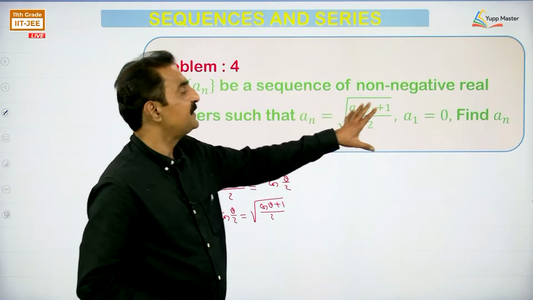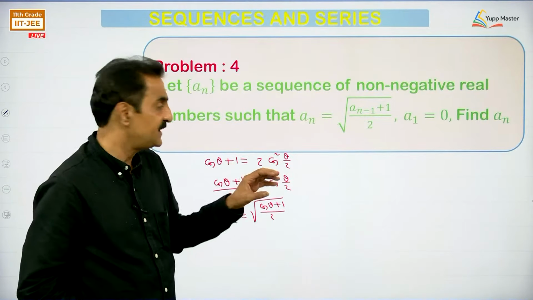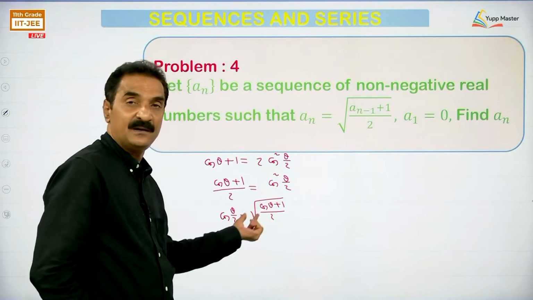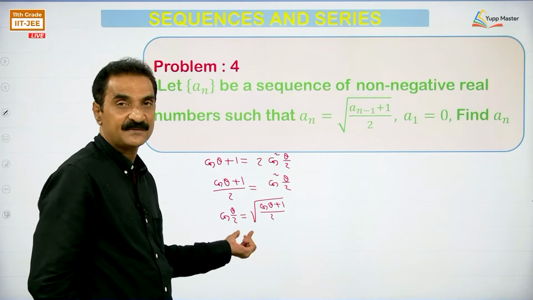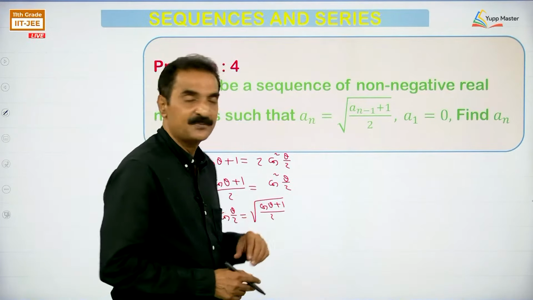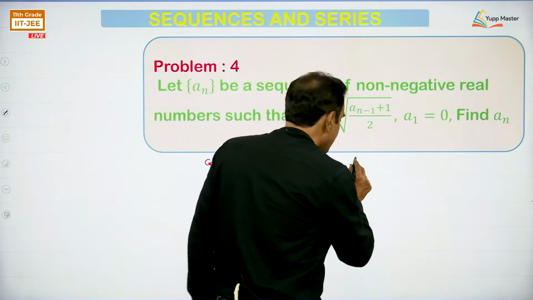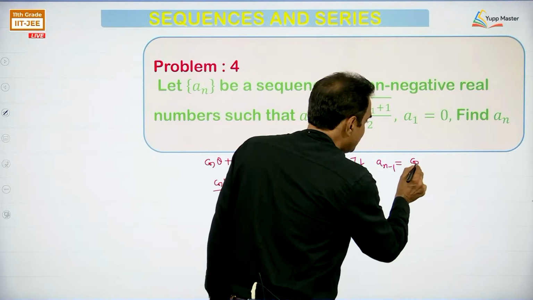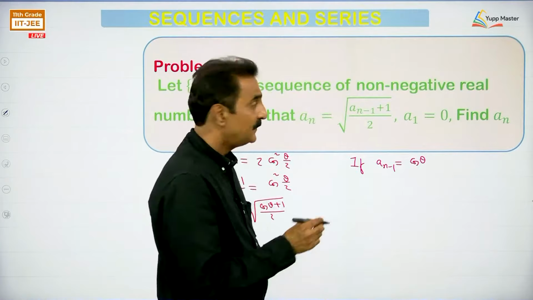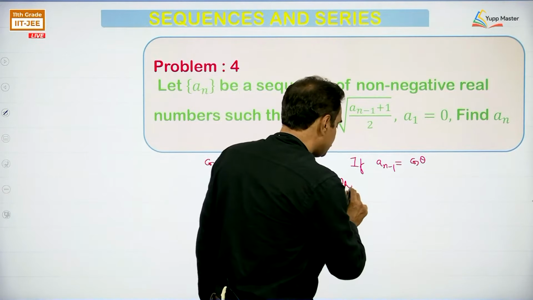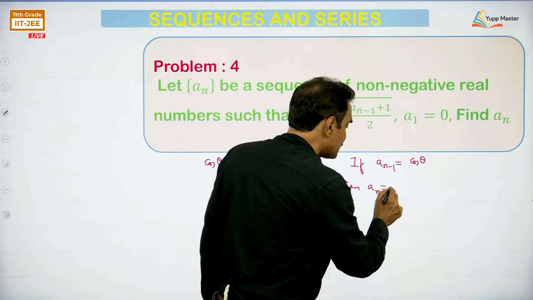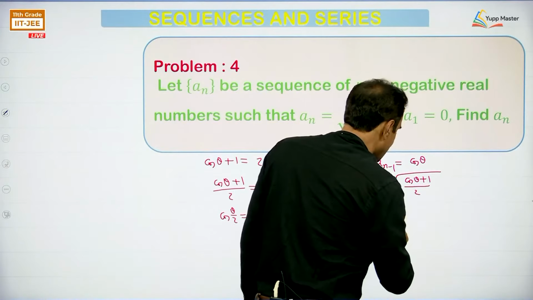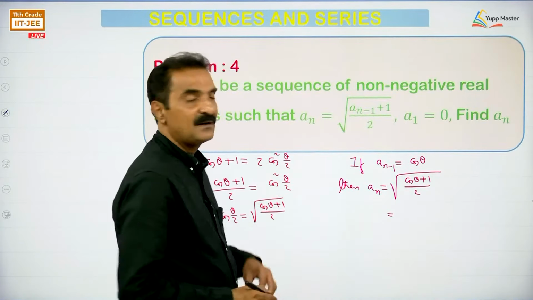Now, the relation between an and an minus 1 is exactly in this form, and an minus 1 and an are in a similar pattern, both are cos. Alright. So, let us go for this substitution. If an minus 1 is cos theta, okay, then an is equal to the square root of cos theta plus 1 by 2. What is it? Cos theta by 2.